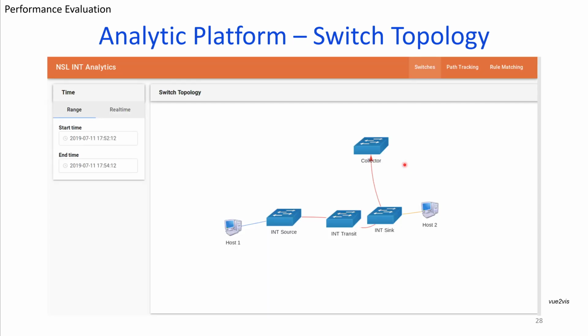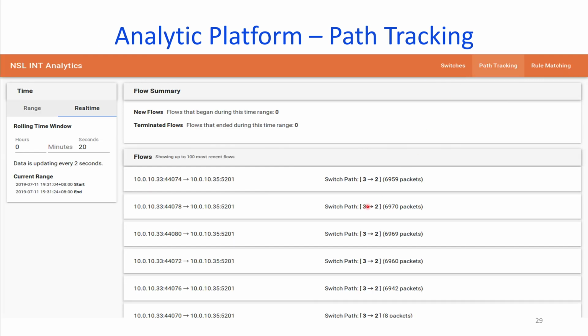This is the web UI view. We can see a switch topology. It is rendered by a JavaScript library called vis.js in real time. There are 2 other views for path tracking and rule matching. In this page, we can see the packet flowing path by either a ranged or real-time window. The flow pane shows the most recent flows in the network. Although this example only shows 2 hops, switch 3 to switch 2, this system is very useful when the topology is large and complex.